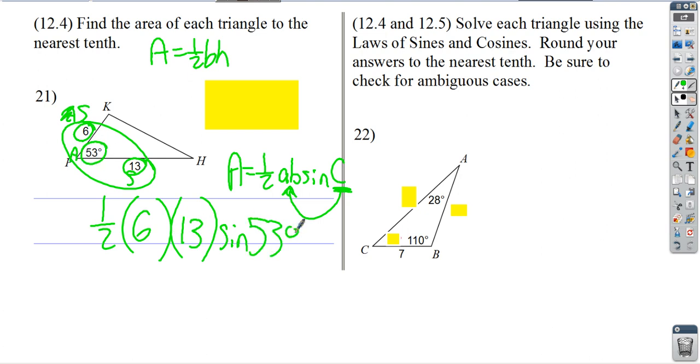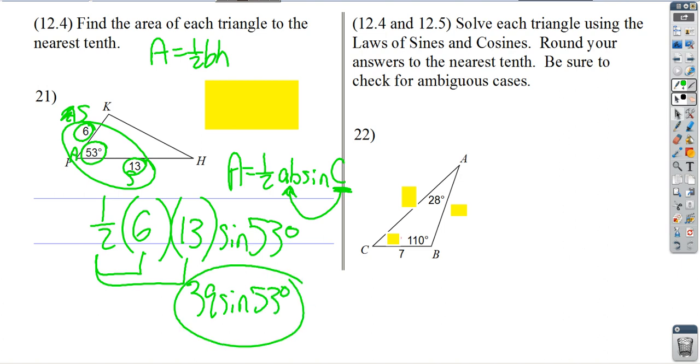And when you simplify this out, 1/2 of 6 is 3. 3 times 13 is 39. So 39 times the sine of 53 degrees, plug that in a calculator, and they tell us to round to the nearest tenth. Turns out to be 31.1.